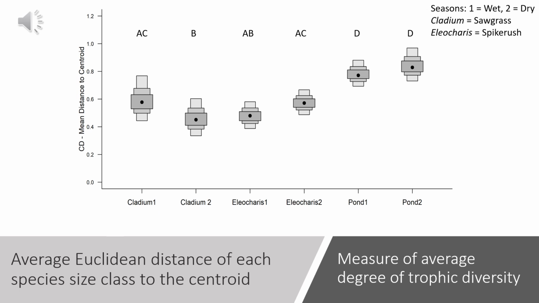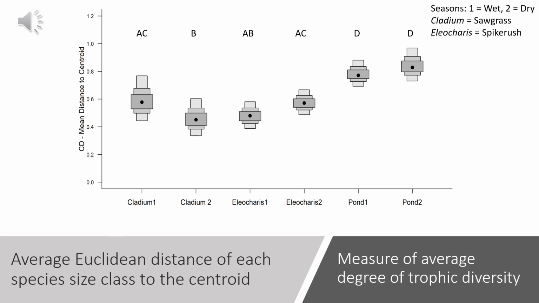Now in the pond, similarly to the total niche area, we do not see a change at a 5% threshold between wet and dry season. And this time we actually see the trend is in the opposite direction of what we would have predicted.